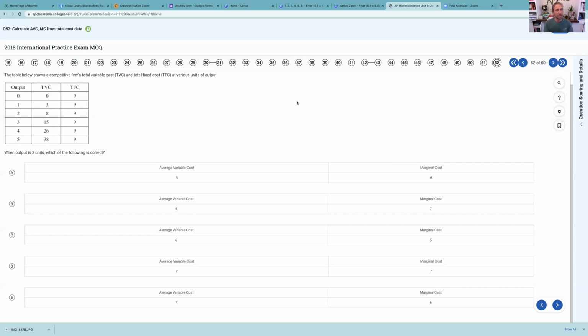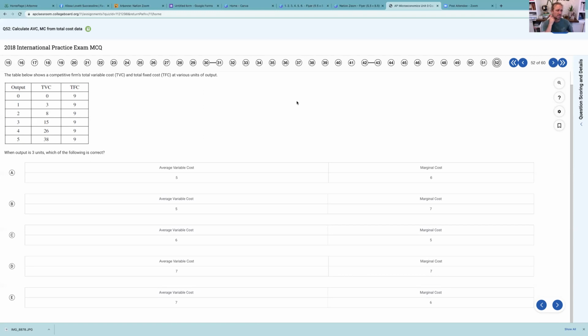If the output is 3, total variable is 15, which means average variable is 5. Total fixed with 3 is 9, so average fixed is 3. So average variable 5, average fixed 3. So average variable is 5, which means that your answer is either A or B. What about the additional cost? Is it 6 or 7?